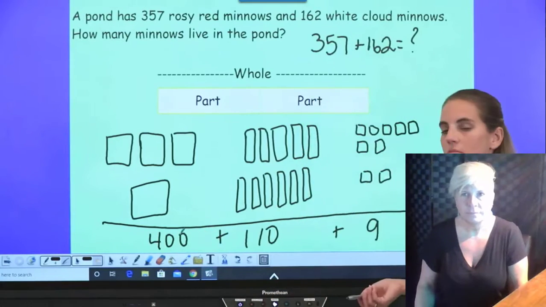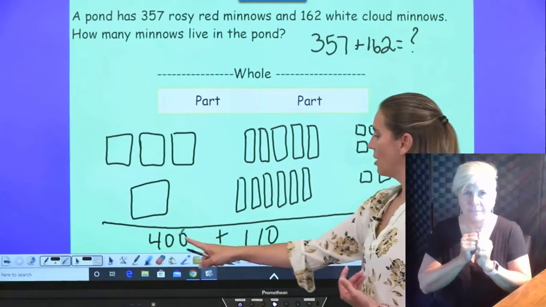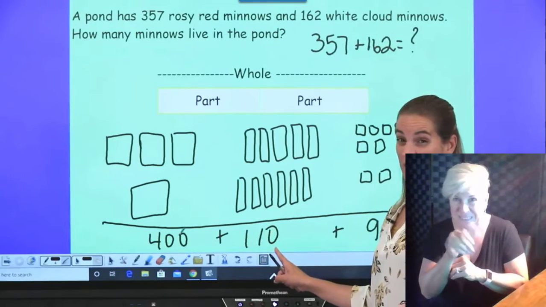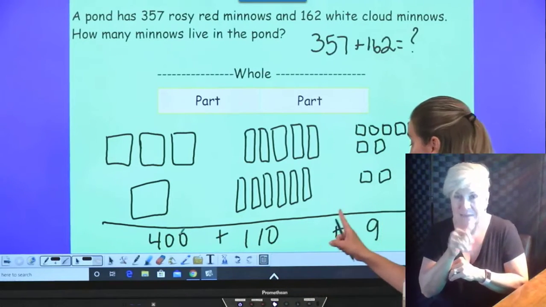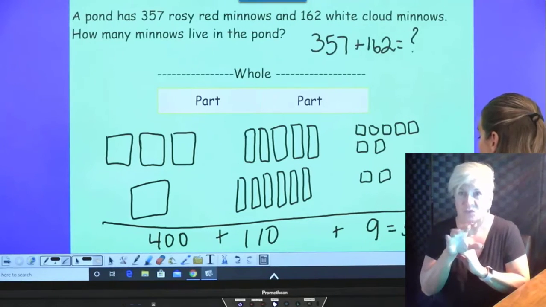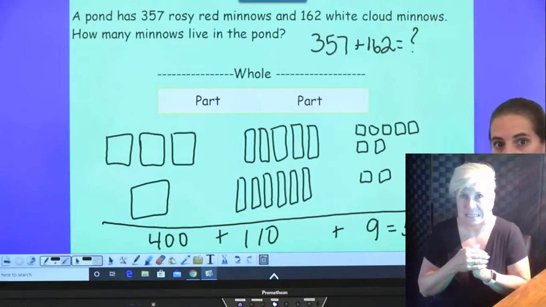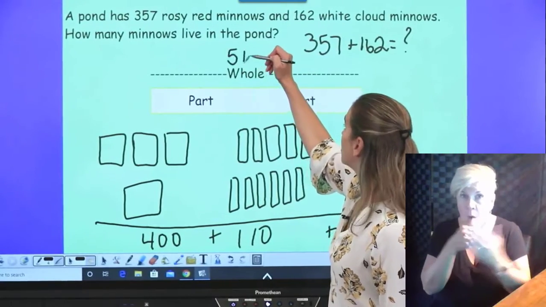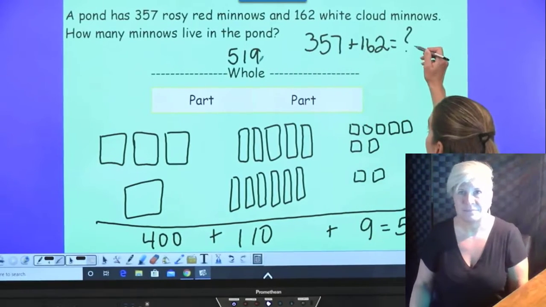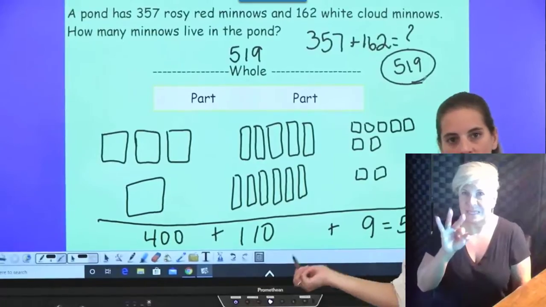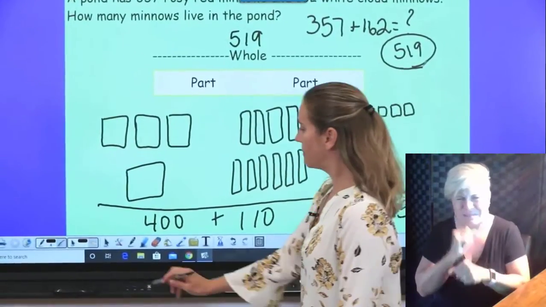All right, well, let's add those together. Well, 400 plus 100 is 500. Plus that extra 10 is 510. Plus 9 gives me 519 minnows total. So my whole is 519 minnows. Great job, guys. See, that wasn't so terrible. Let's try another one.